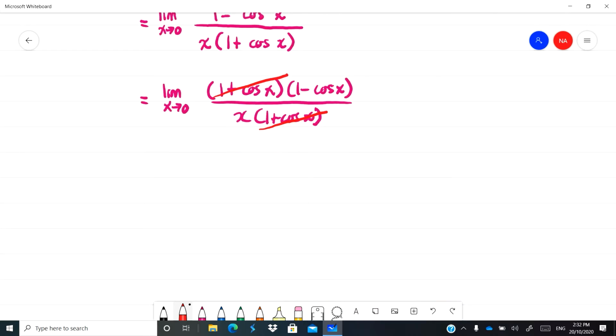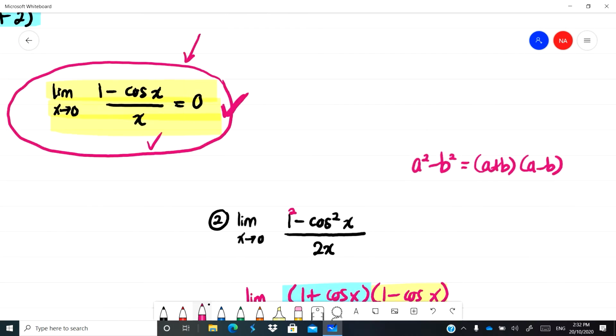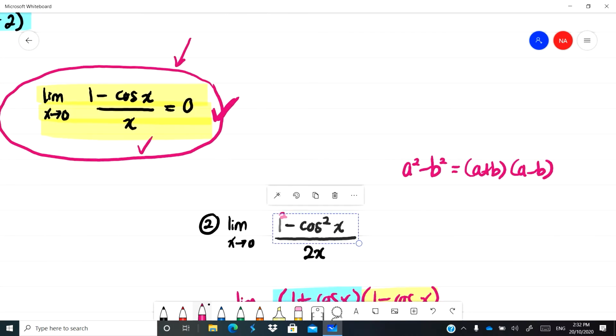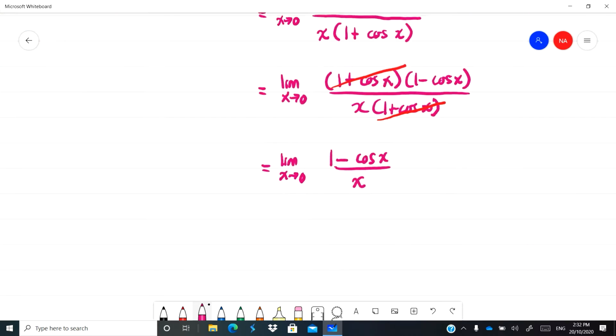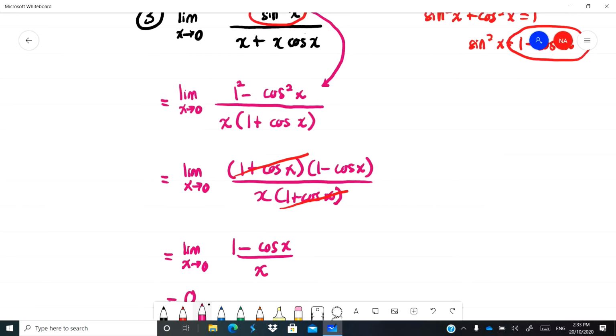So we are just left with the limit as x approaching 0 of 1 minus cos of x over x. This is actually using the squeezing theorem. The limit as x approaching 0 of (1 minus cos x) over x is equal to 0 by the squeezing theorem. So we are done with this one.